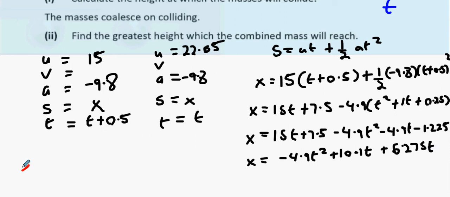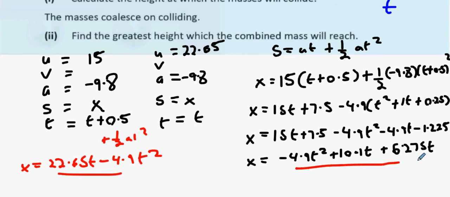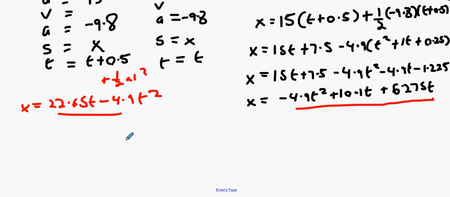All right. Lucky for us, the next one's going to be a bit easier. It's going to be x equals ut, so it's going to be 22.65 t plus a half at squared, which is going to be minus 4.9 t squared. That's your lot. The two of these are going to equal each other, aren't they? So because they're going to equal each other, you can say 22.65 minus 4.9 t squared.